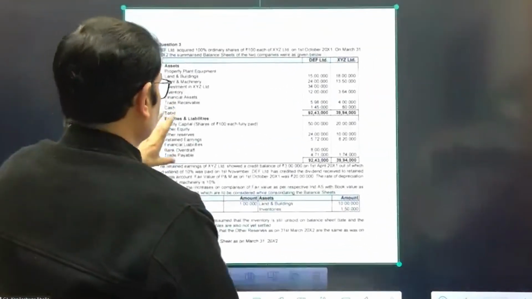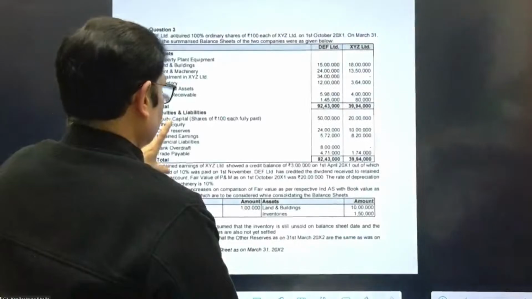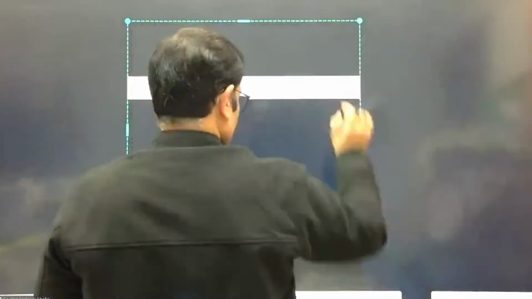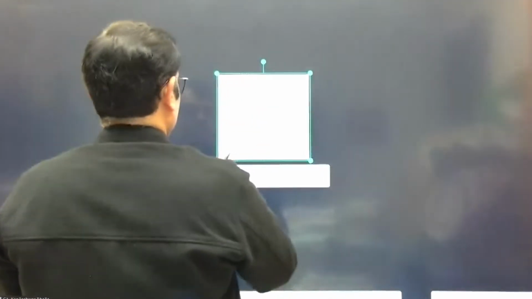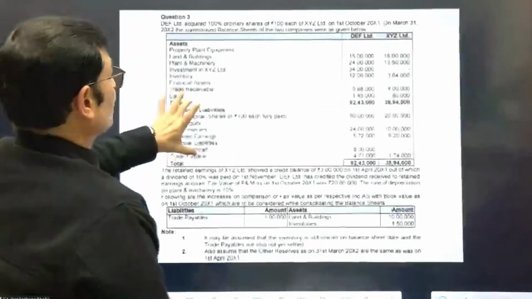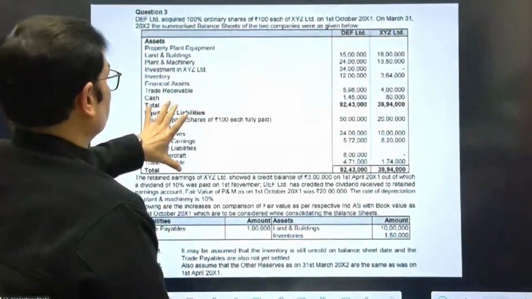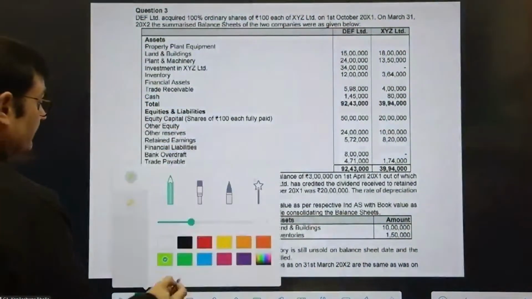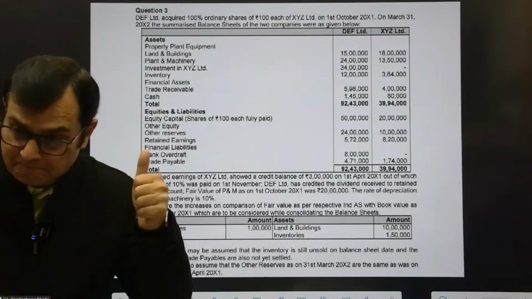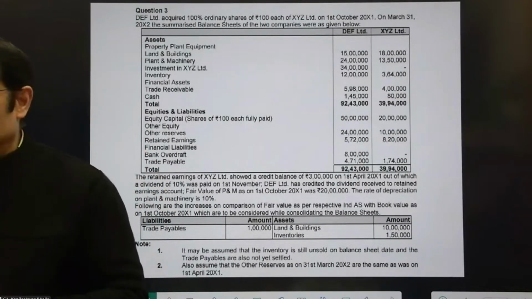So let's take it further. Let me now come back to question number 3, which is given in the study material. I have taken this question separately from the study material itself, just taken a separate extract of this question. Let's look at question number 3. Let's now take it further.